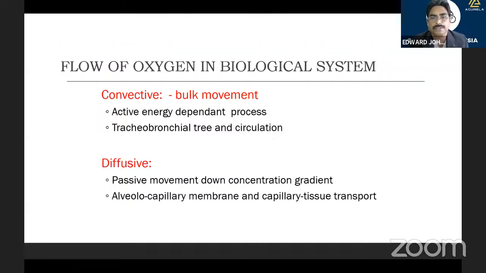The flow of oxygen in the biological system passes by 2 mechanisms, the convective mechanism and the diffusive mechanism. Convective mechanism means the oxygen passes from the atmosphere into the alveolar space. That is called the convective mechanism. And in the diffusive mechanism, it passes down the concentration gradient from the alveolar capillary membrane up to the capillary tissue transport. So this is called diffusive.